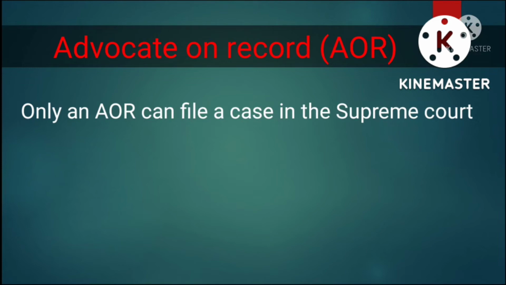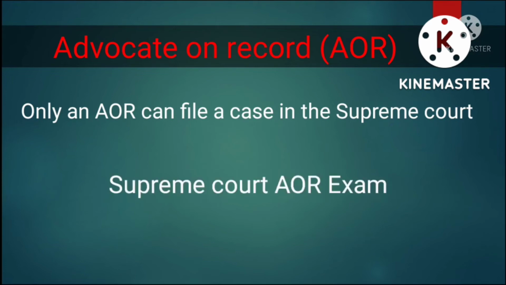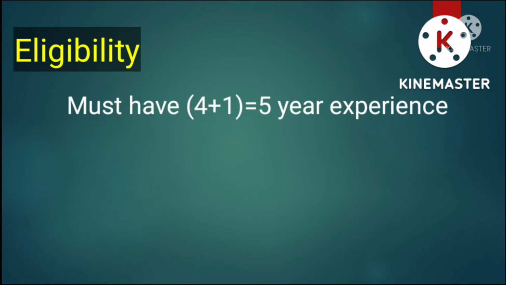Now we will talk about advocate on record, or in short AOR. When we talk about filing a case in the Supreme Court, this is to be done only by an AOR, or advocate on record. According to the rules of the Supreme Court, only those who are registered as an AOR can file a case in the Supreme Court. In order to become an AOR, you have to qualify the Supreme Court AOR exam, and the eligibility required for the Supreme Court AOR exam is that you must have a minimum of 4+1, that is 5 years of experience.